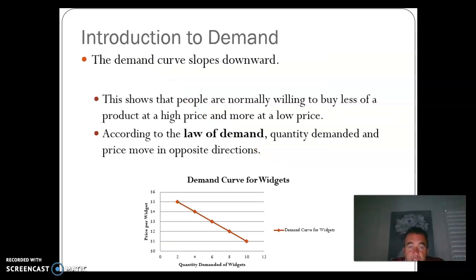The demand curve slopes downward. This shows that people are normally willing to buy less of a product at a high price and more at a low price. According to the law of demand, the quantity demanded and price move in opposite directions.